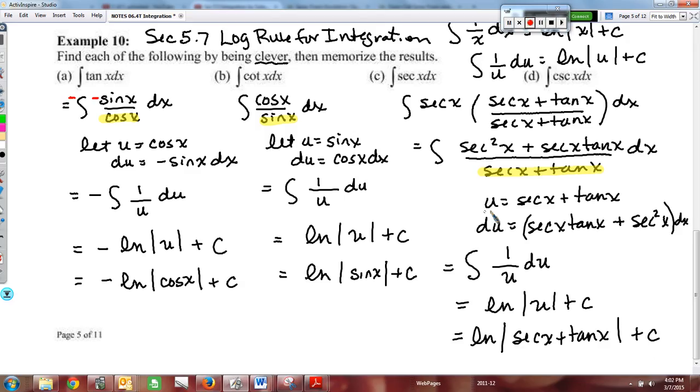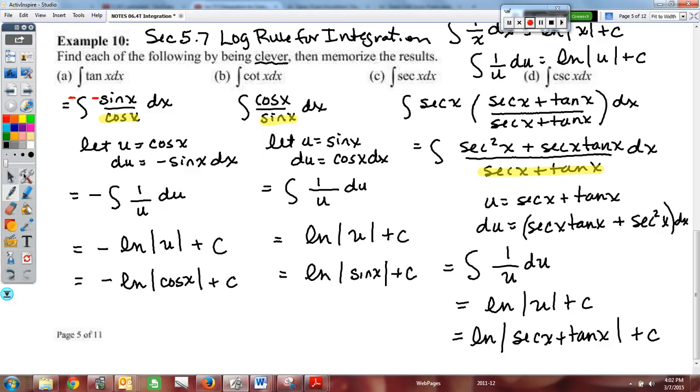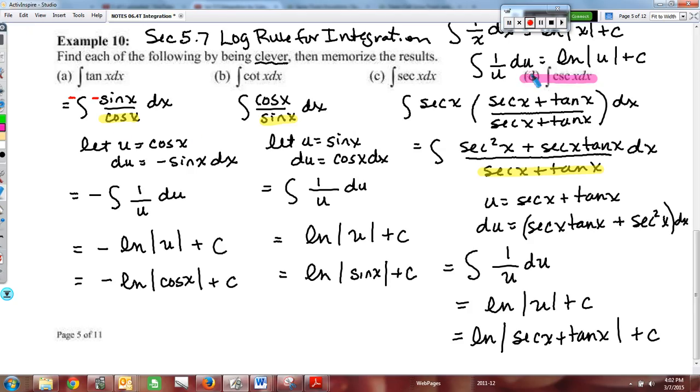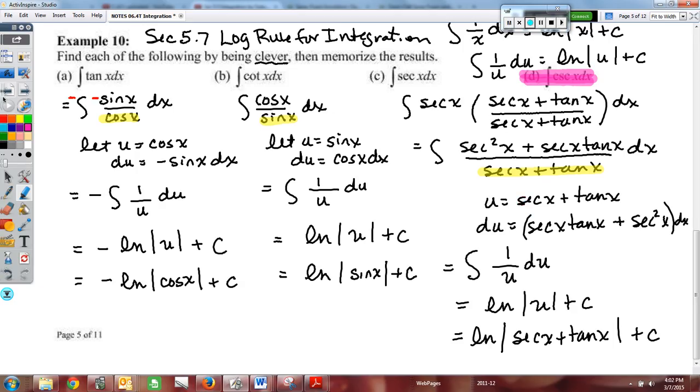All right, now you have one more over here to do. Part D, I'm going to leave that one for you to do on your own and then check your answer. It's going to be in your textbook in section 5.7. So if you will complete that one on your own, that'll save us a little bit of time in this set of notes.